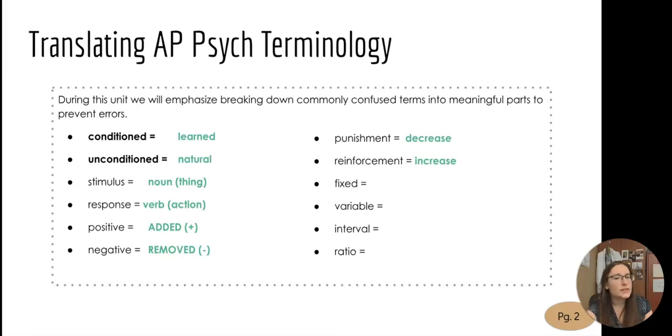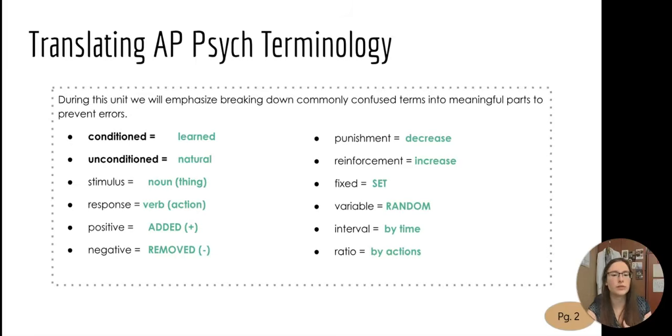Then we're going to have some different schedules that we talk about later. When we use them, think about fixed as being something that is set. There's a specific number involved. Variable is going to mean it varies, or it can be random. If we have something on an interval, it means it's based on time. And if we have something on a ratio schedule, it's going to be based on actions.